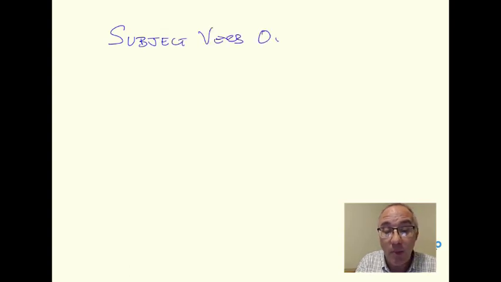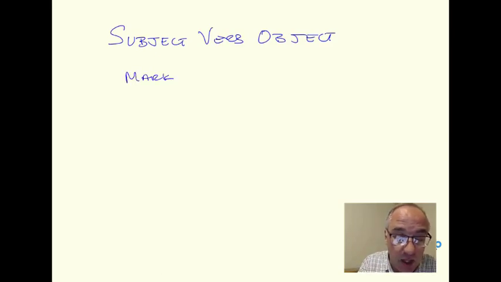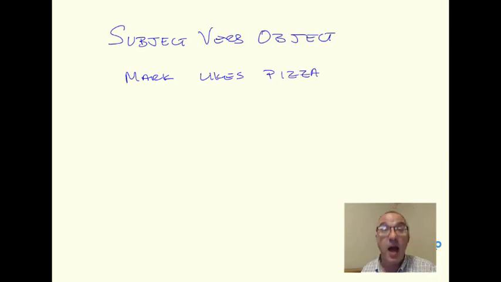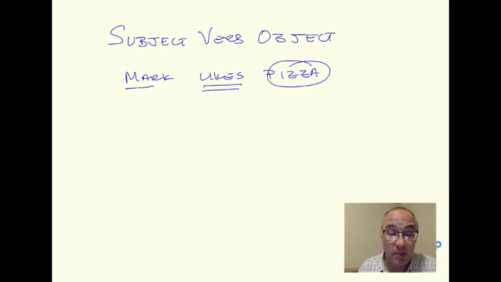In English, our sentences are constructed in the subject, verb, object manner. In other words, we have the subject first, verb second, and then the object. That's how we know what's going on. For example, we can say, Mark likes pizza. And we know that Mark is the subject. I'll underline it once. Likes is the verb. I'll underline it twice. And pizza is the direct object because it's the direct object of liking. What does Mark like? Pizza.